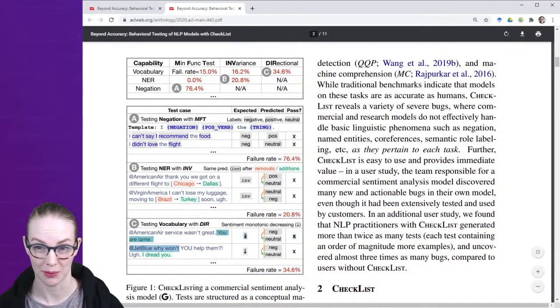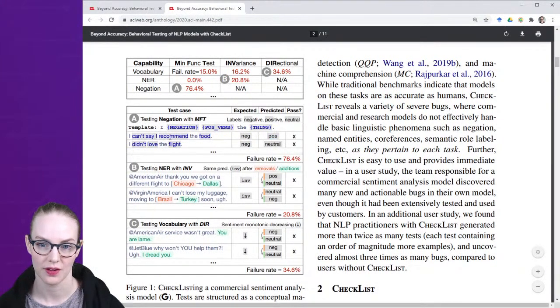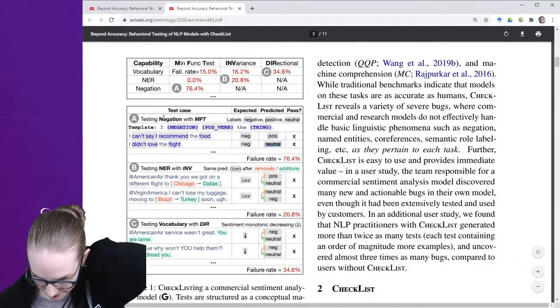And then this is, I believe, failure rate, actually. So some of these failure rates are pretty high, particularly this one where the positive verb recommend and love was negated, can't say and didn't. And the expected labels here were negative and the actual labels were positive and neutral, respectively. So that's the general idea.